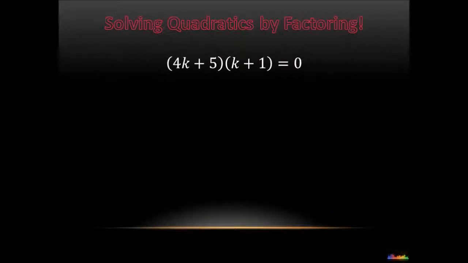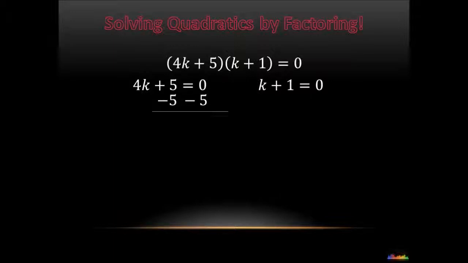For this next one, we have 4k plus 5 times k plus 1 equals 0. Again, all we have to do is set each factor equal to 0. So 4k plus 5 equals 0 and k plus 1 equals 0. For the first one, we're going to subtract 5 on both sides to get 4k equals negative 5.